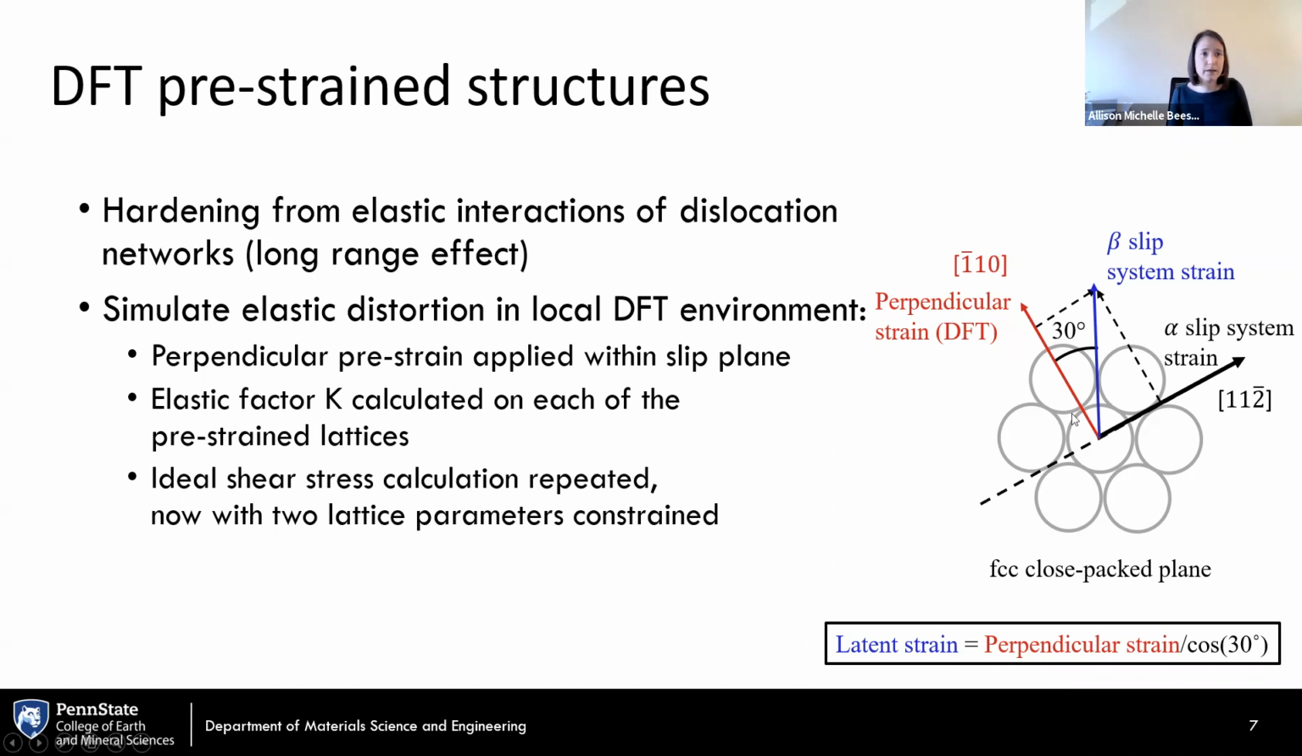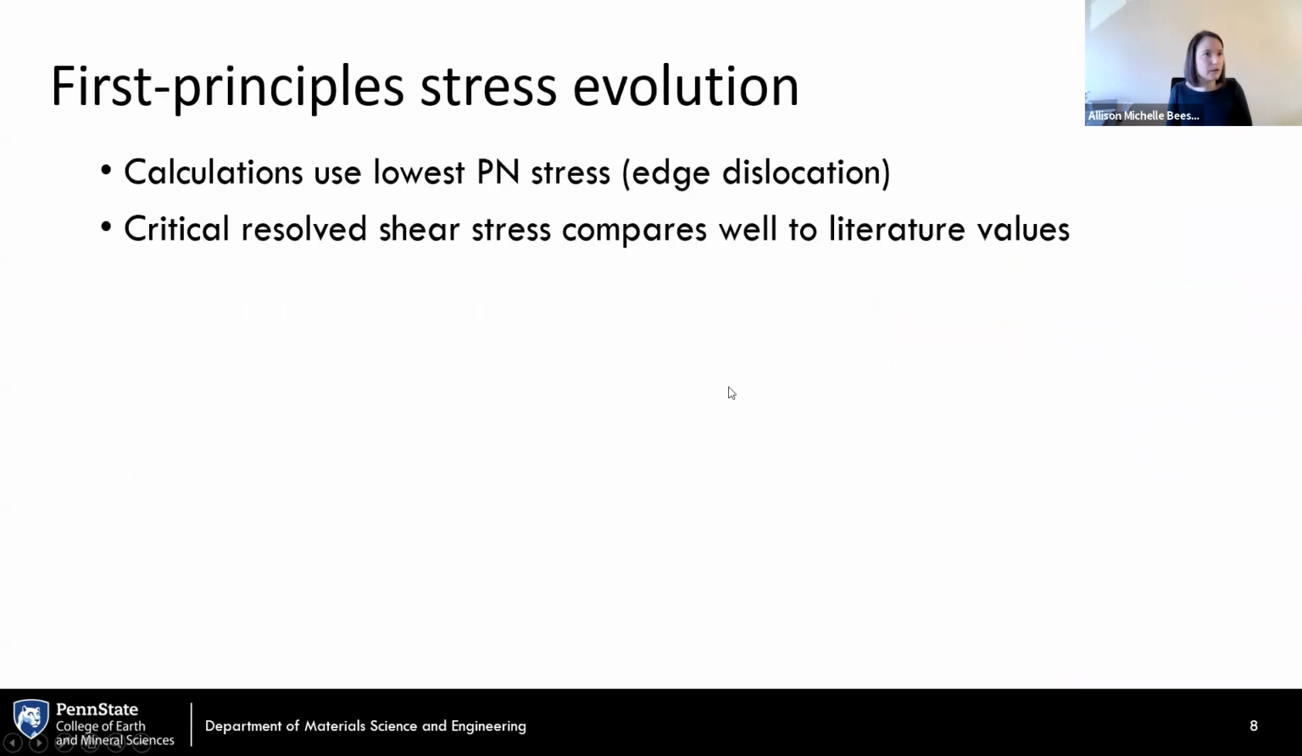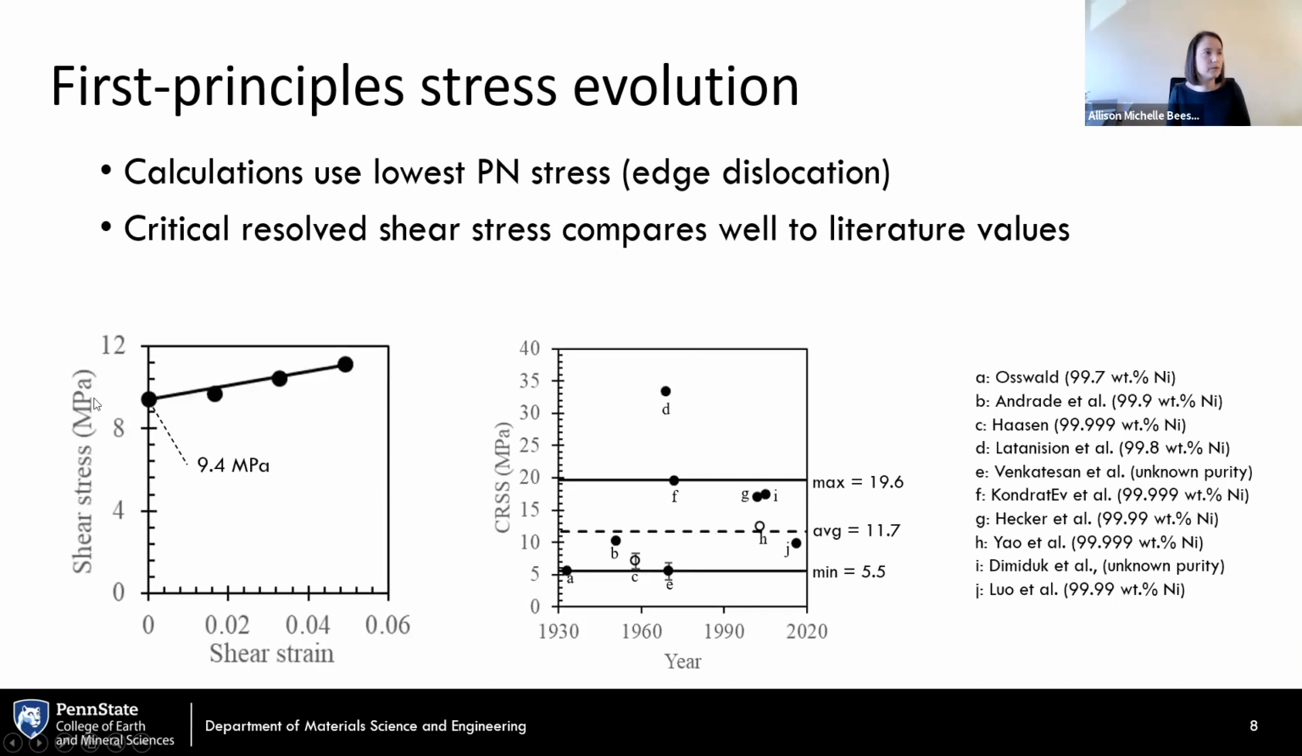So we apply a pre-strain, and then we measure the ideal shear strength again as a function of the amount of pre-strain that we apply. And let me bring these up here. When we do this, what we're looking for is our shear strength, which is just a calculated edge Peierls-Nabarro stress based on the ideal shear strength that Shun-Li calculated, as a function of applied shear strain. So we can see that the Peierls-Nabarro stress, now that we're calculating for an edge dislocation, increases with that applied shear strain to the system.